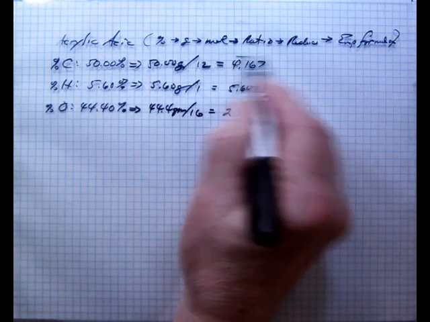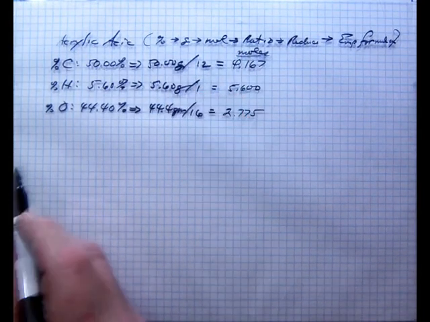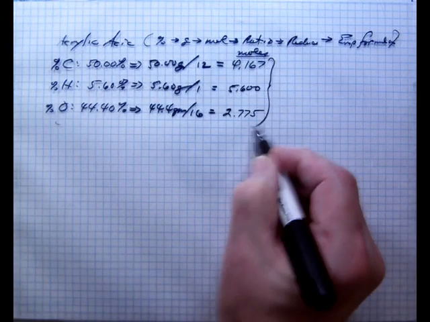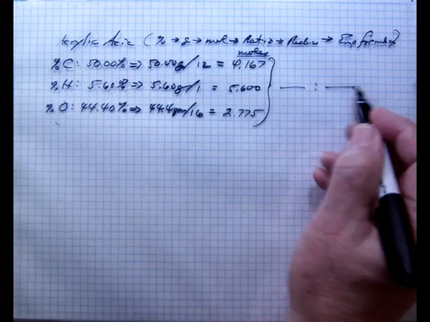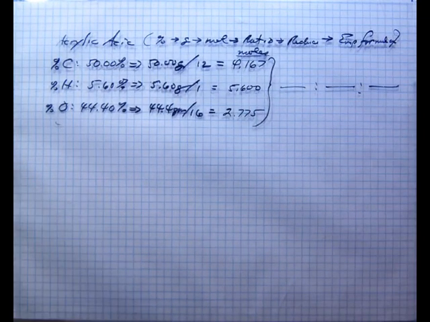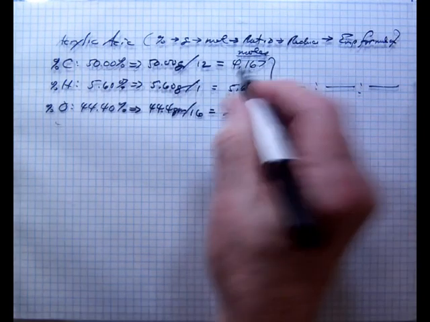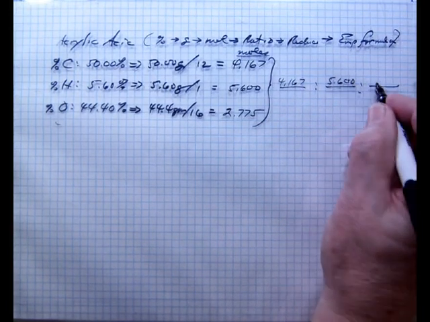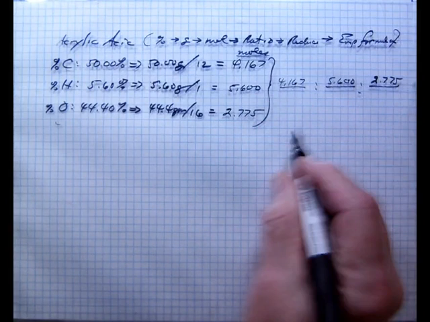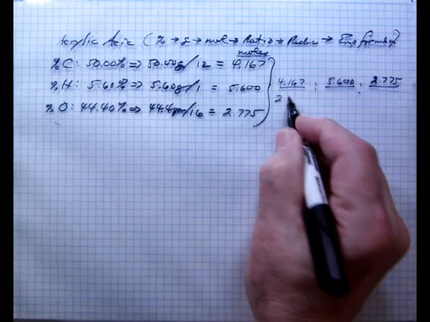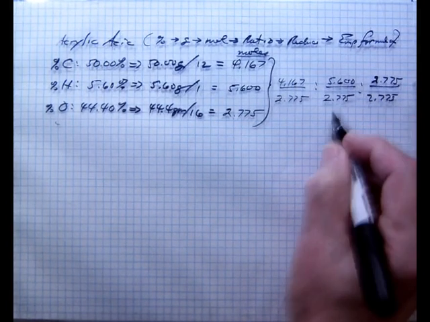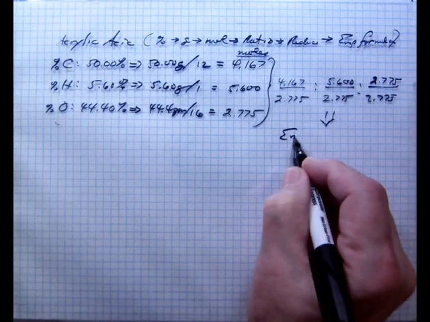4.167 mole of carbon, 5.6 moles of hydrogen, 2.775, and then we set up our ratio, 1, 2, 3, since we have 3 elements in the formula: 4.167, 5.600, 2.775. Smallest number is 2.775. And then you get your empirical ratio.